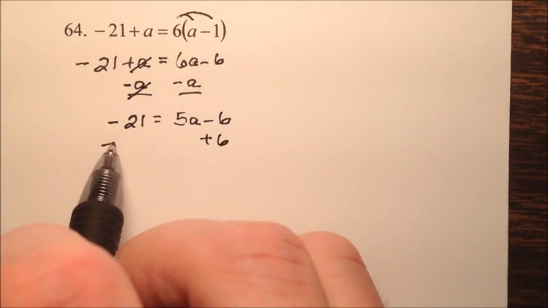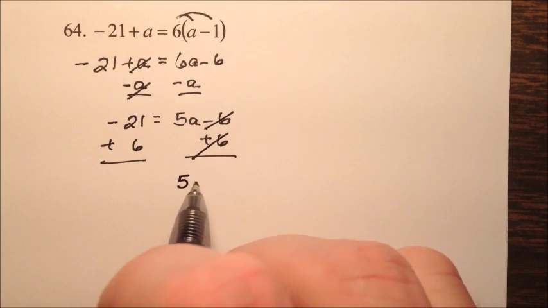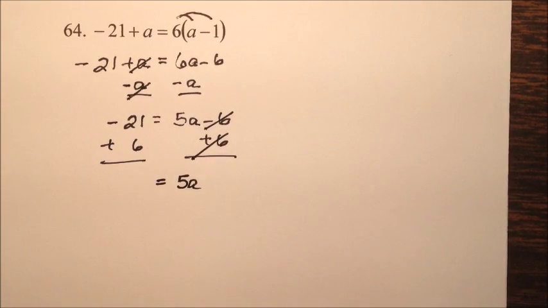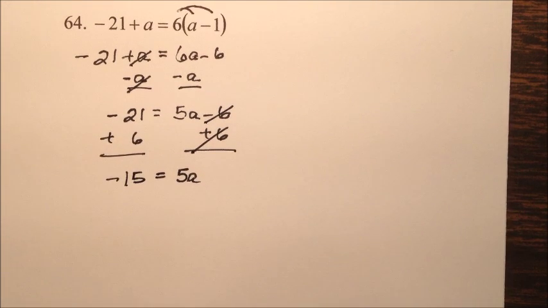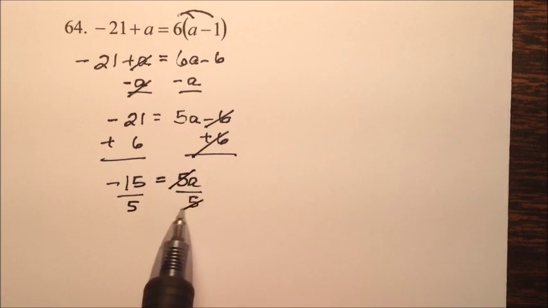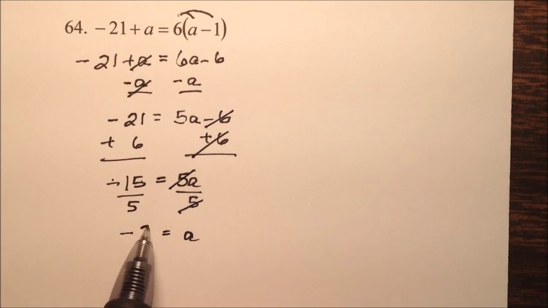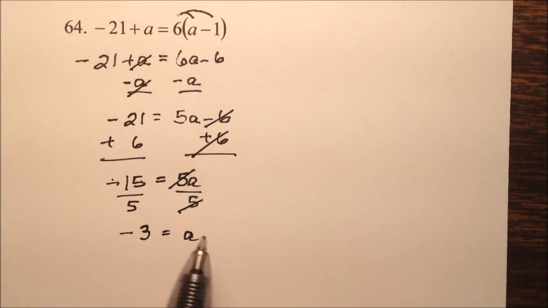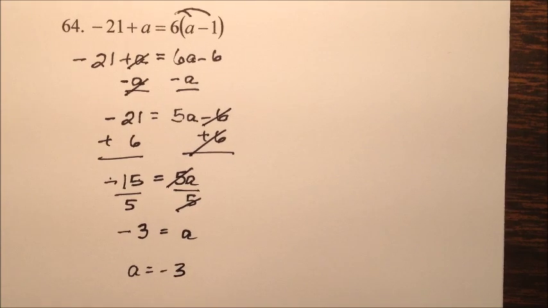So in order to get rid of that 6 from the right side, I'm going to add 6 to both sides and they cancel. So my 5a is by itself on the right, and negative 21 plus 6 is negative 15. So I can divide both sides by 5, get the a by itself, and negative 15 divided by 5 will be negative 3. Then I can use my symmetric property and flip them around, so a equals negative 3.